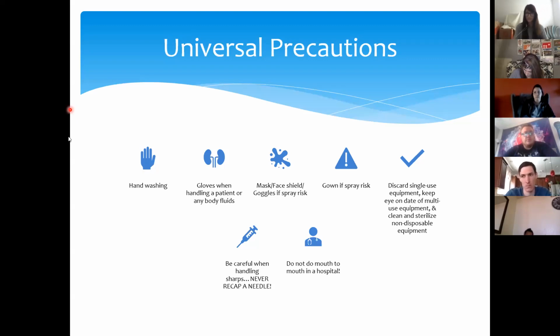Do not do mouth-to-mouth in the hospital. Absolutely not. When we go through BLS, you will learn how to use the bag, the AMBU bag with a mask to provide respirations during CPR. I don't recommend using a pocket mask in the hospital. We're just going to focus on compressions. So never do mouth-to-mouth in the hospital. I also recommend not doing mouth-to-mouth outside of the hospital unless it's maybe a loved one that you know.